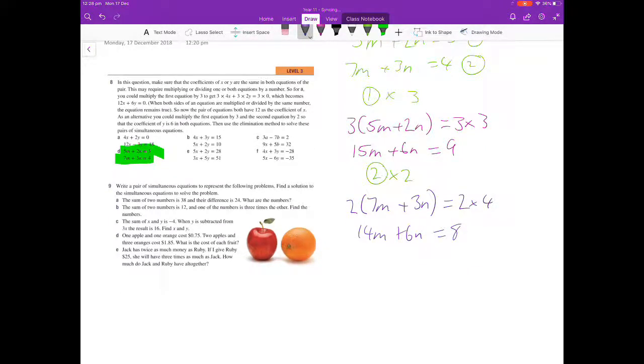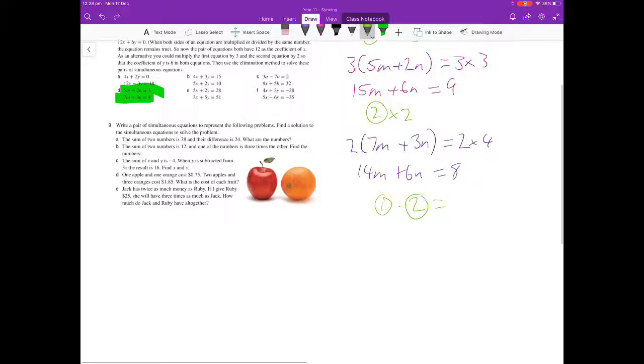Now 1 minus the other, whichever way we go. 1 minus 2 works because we've got the bigger number on the right for 1, less negatives to land on. We've got 15m plus 6n minus 14m minus 6n equals 9 minus 8. Our 6 and 6 cancel out. 15 minus 14 is just 1m, and 9 minus 8 is 1.